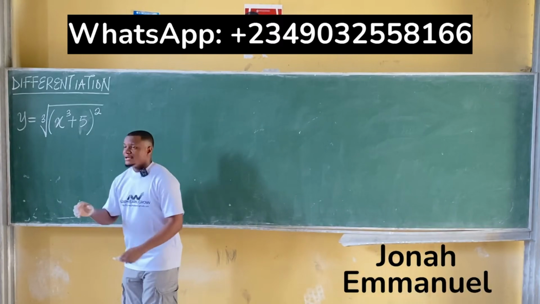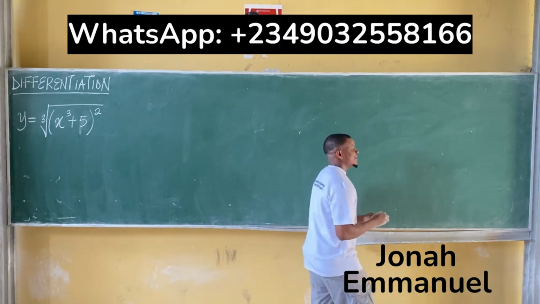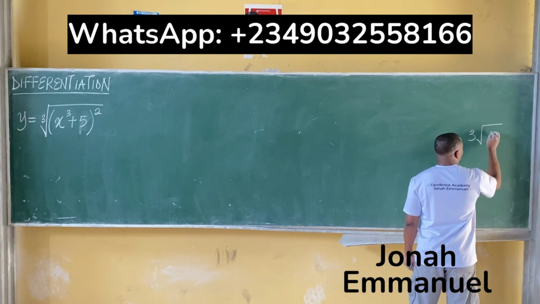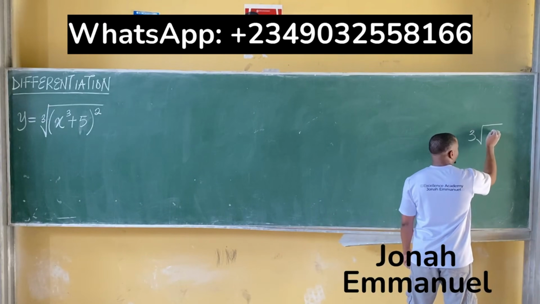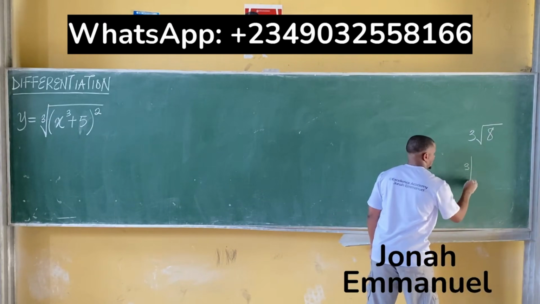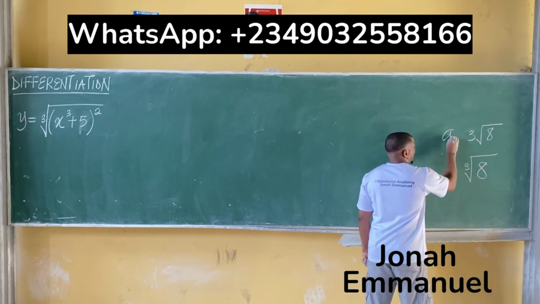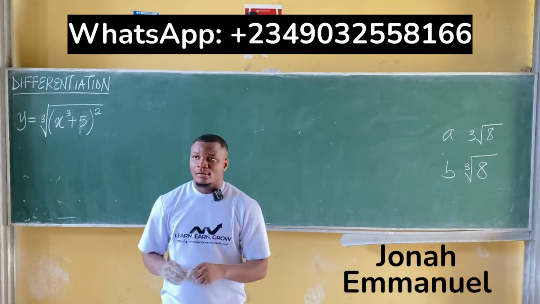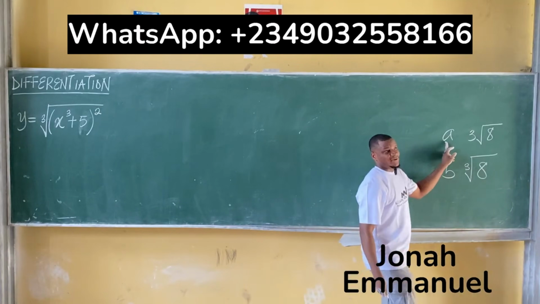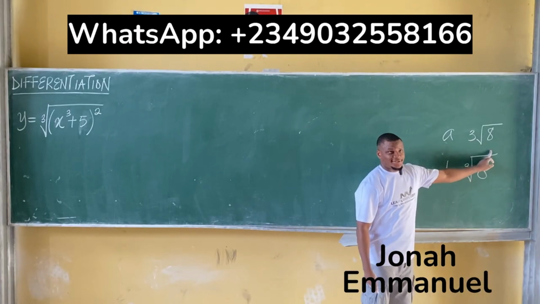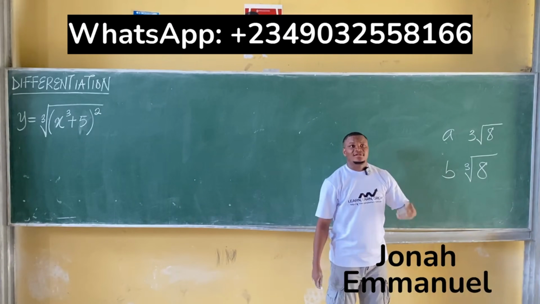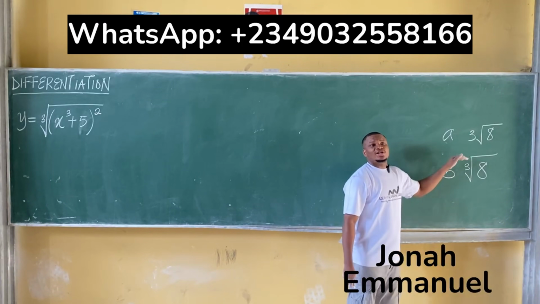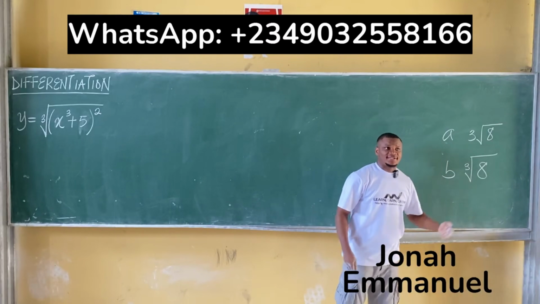First things first, do we know that there is a difference between this and this? Call them A and B. A and B are not the same. Are we aware? A simply means 3 root 8, which means 3 times the square root of 8. That's A. What does B mean? The cube root of 8.